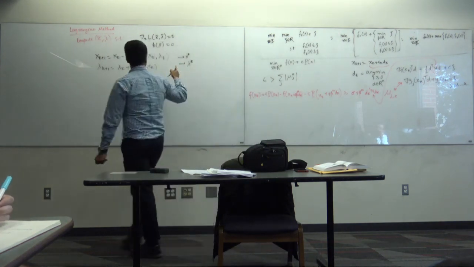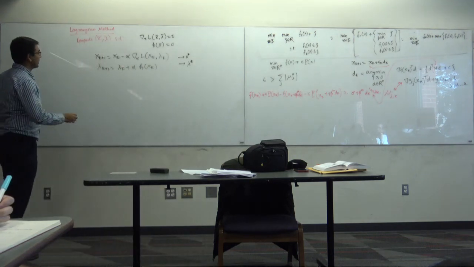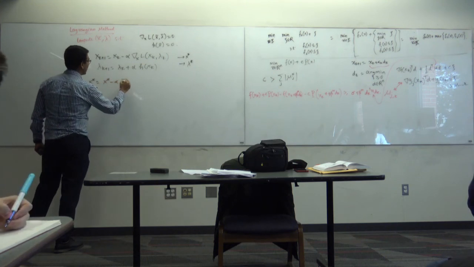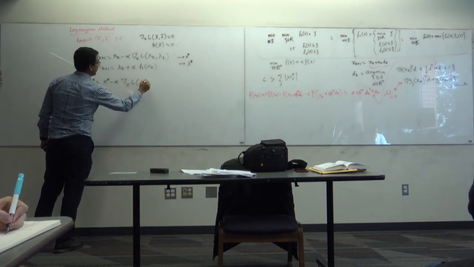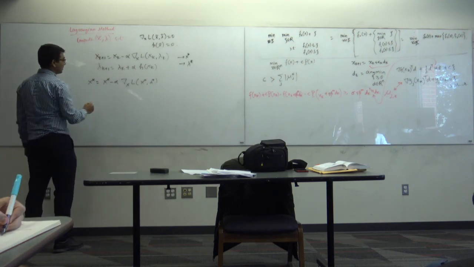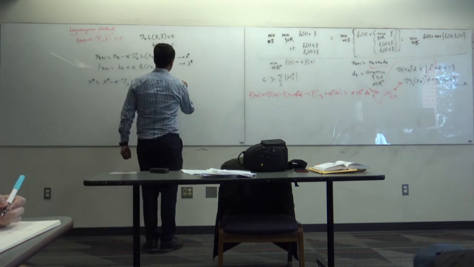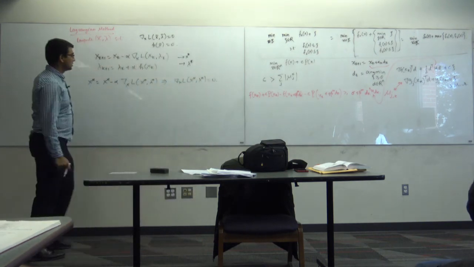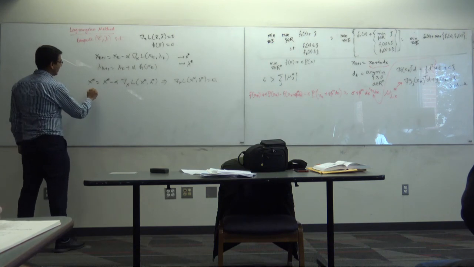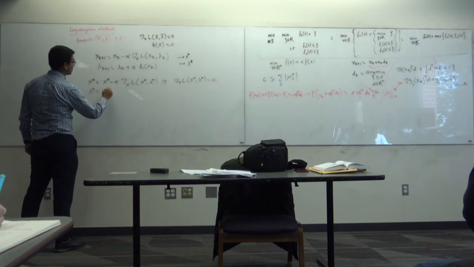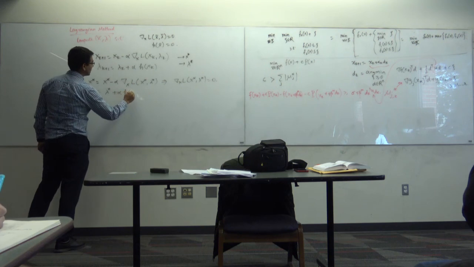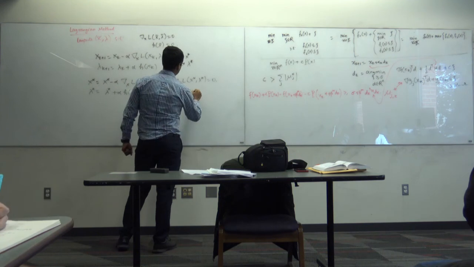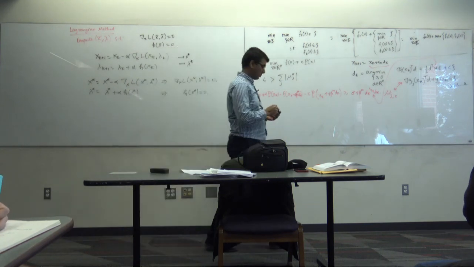So what would the values x star and lambda star satisfy? We have x star equals x star minus alpha times the gradient of L with respect to x at (x star, lambda star), which implies that the gradient of L at x star, lambda star is equal to 0. And then we have lambda star equals lambda star plus h(x star), which implies that h(x star) is equal to 0.